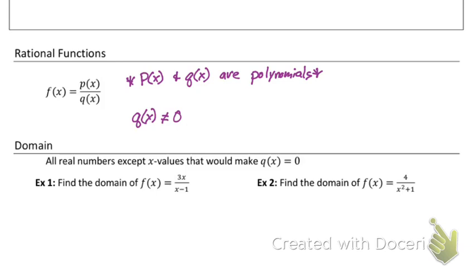All right, a quick example might be 3x over x squared plus 2. We have x's in the top, we have x's in the bottom. That's what makes it a rational function.